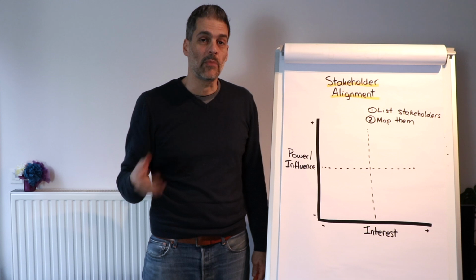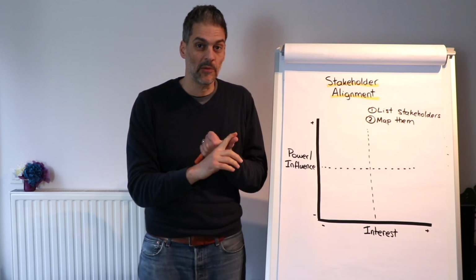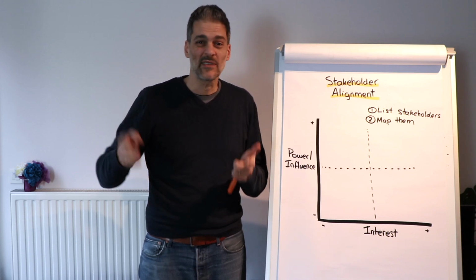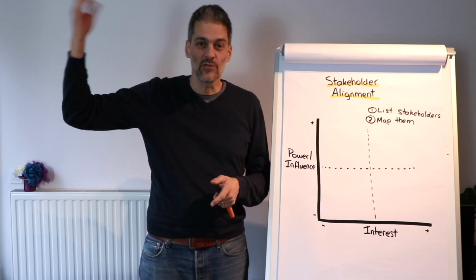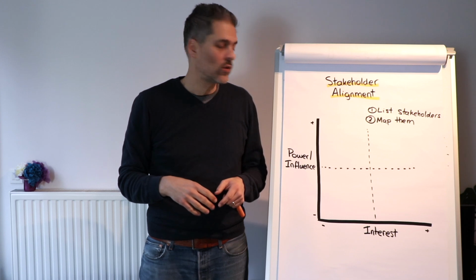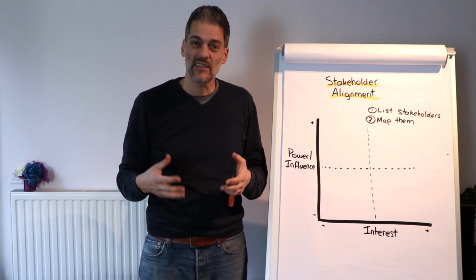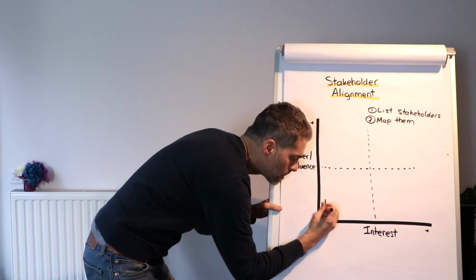So let's start on the bottom left. Stakeholders that are not very powerful or influential and also not very interested in the work we're doing. So maybe some team in the organization that we have some kind of loose, faraway dependency with or something like that. What's the strategy that we're going to take with those stakeholders? Basically, monitor them.